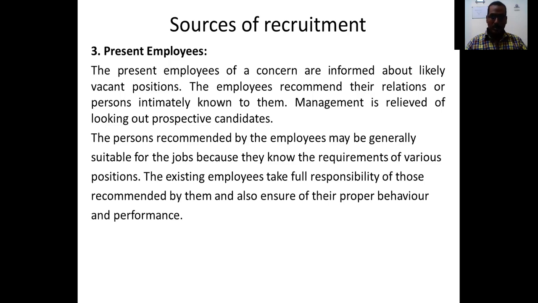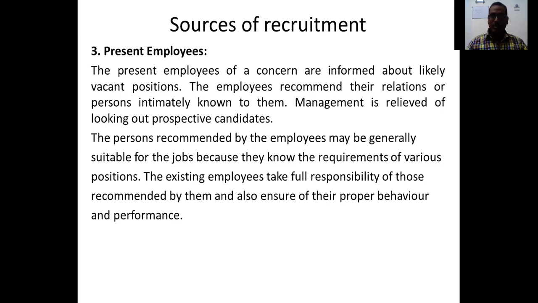The persons recommended by the employees may be generally suitable for the jobs because they know the requirements of the various positions. The employee who is recommending already knows what is expected from that position, so he will communicate this clearly to the people he is recommending to the organization. He makes it clear to his friends or relatives that these are the expectations you need to fulfill, these are the qualities, and these are the skills required. So it is less likely that the person will be a wrong choice; mostly it will be the right choice.